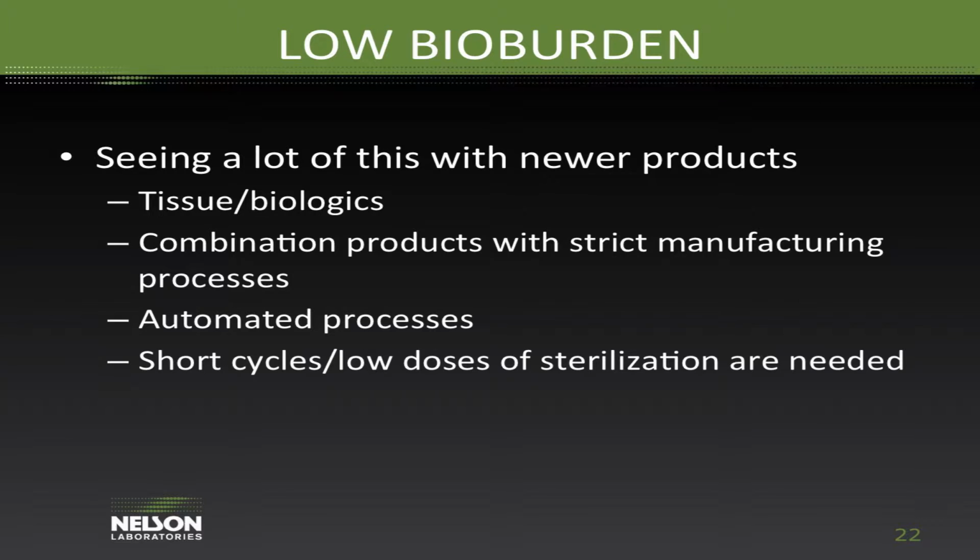Let's go on to some of the topics where we're going to start adding guidance into the bioburden standard. Low bioburden. We're seeing a lot of products with much lower bioburden now. And I think the reason is twofold. Either one, because there's more automation involved in the process, or there's a higher concern with bioburden, and so people are involving more strict manufacturing processes.